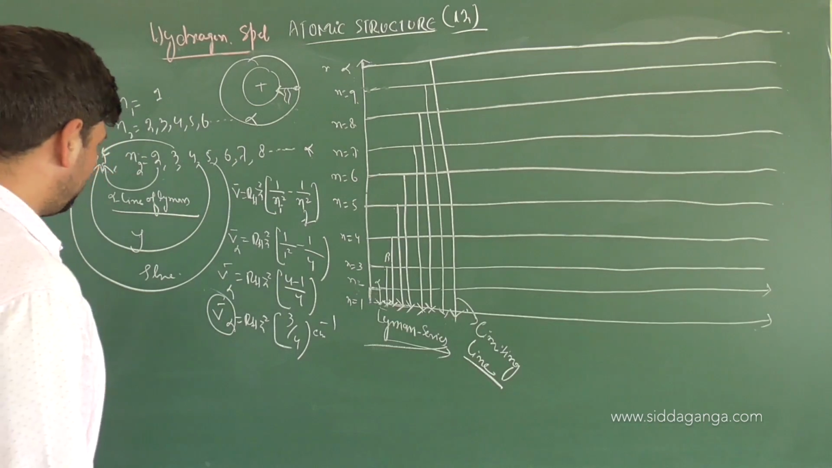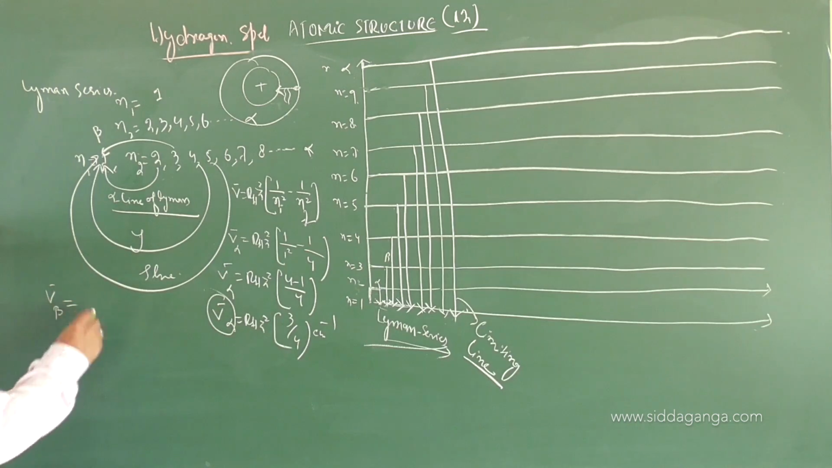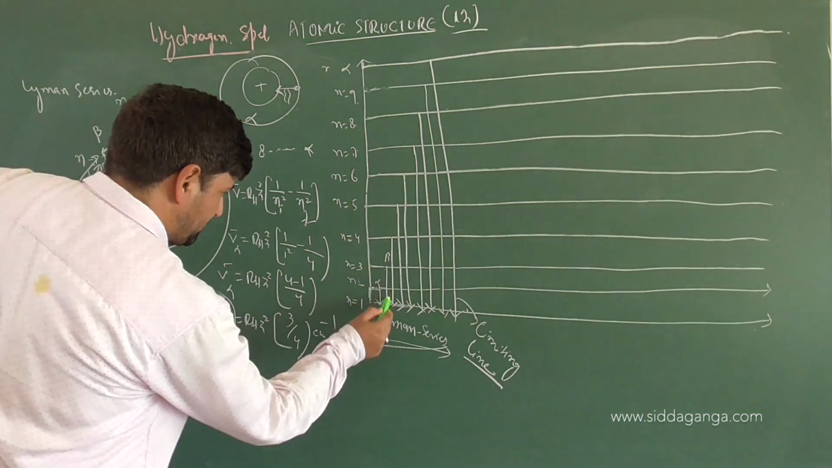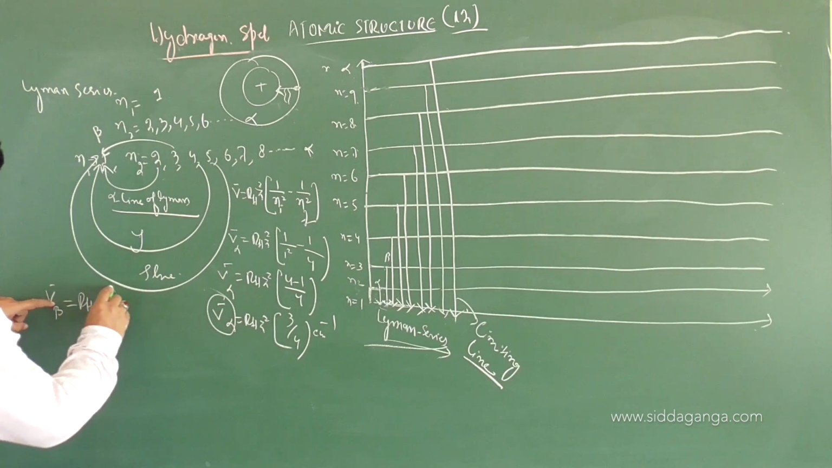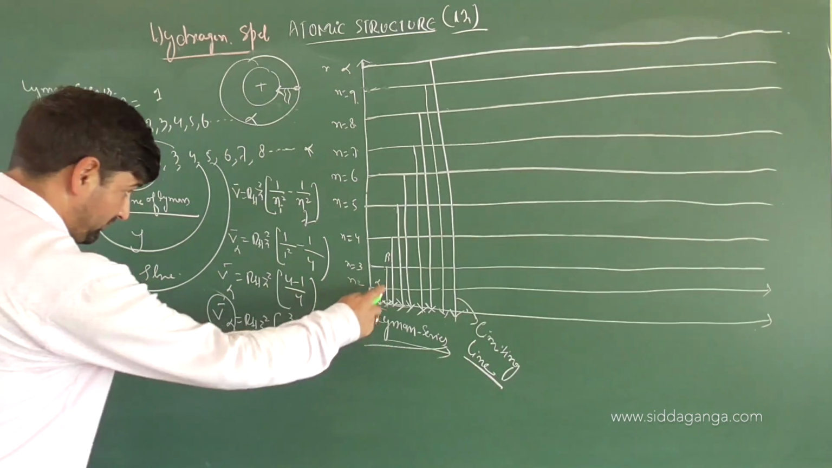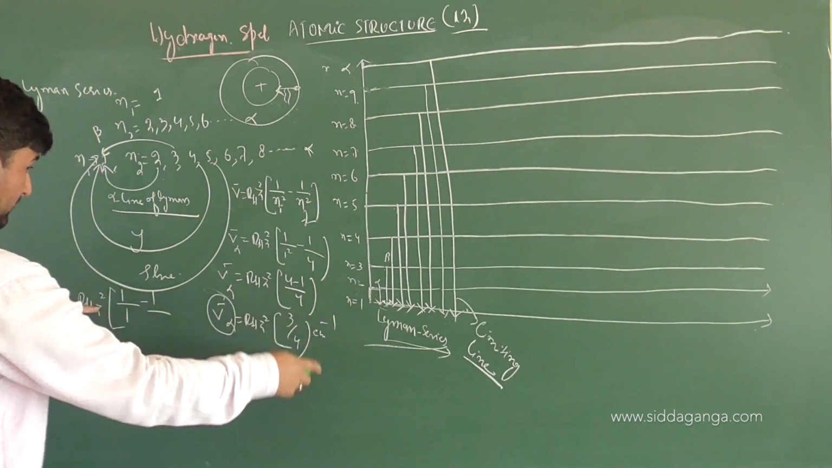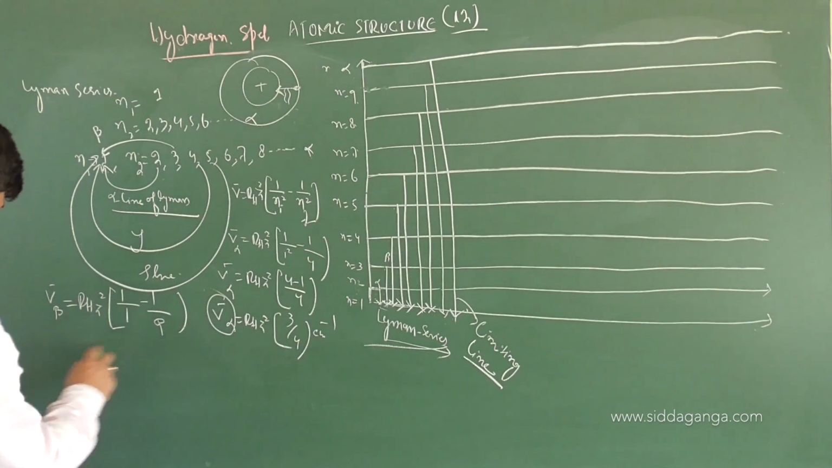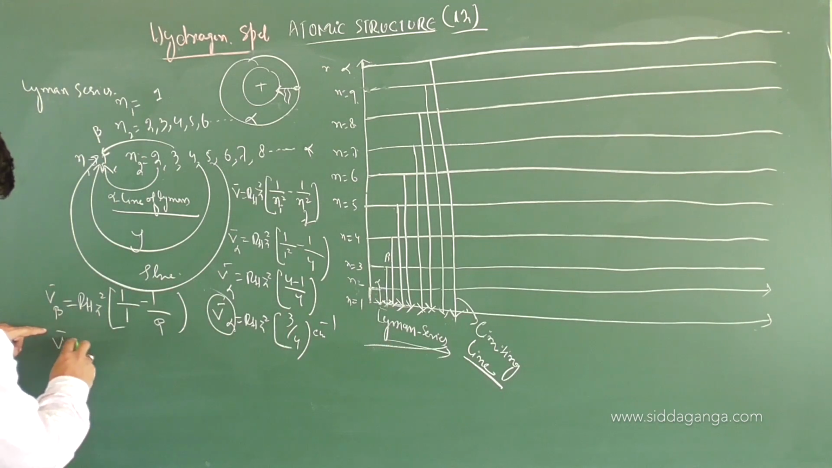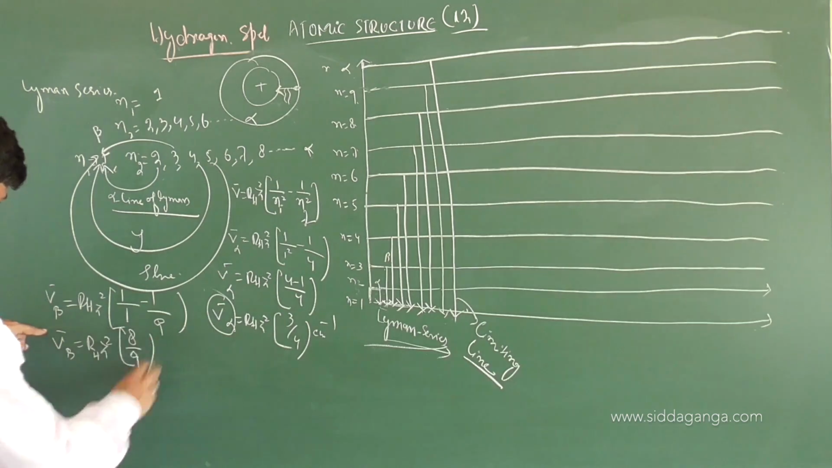Can you calculate for beta line now? Very simple. So this is for alpha line. What about the wave number of beta line? This is beta line. Transition is from 3 to 1. So RH Z square into 1 by 1 minus 1 by n square. What is n final? 3. That will be 9. So wave number of beta line will be RH Z square into 8 by 9.